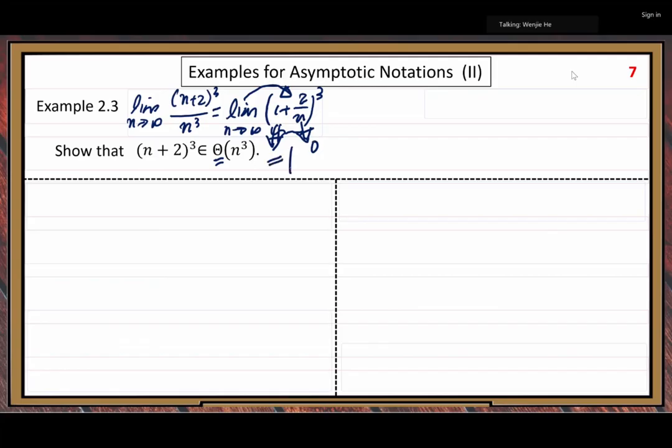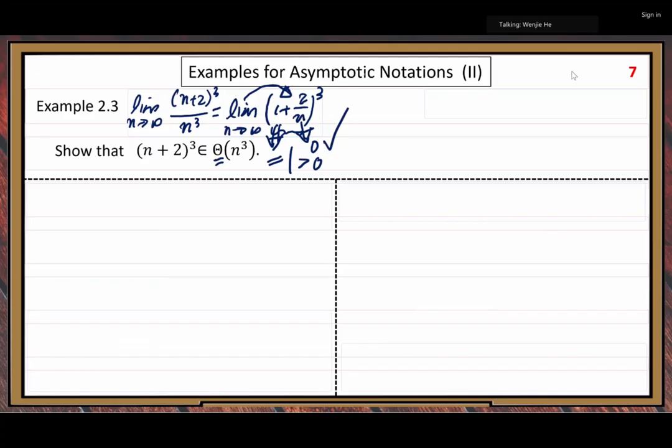1 is a non-zero constant, right? Actually, it's a positive constant. Then we know if the limit of the ratio of two growth functions equals a positive constant, the numerator function belongs to the big theta of the denominator function. Okay? So that's the first proof.